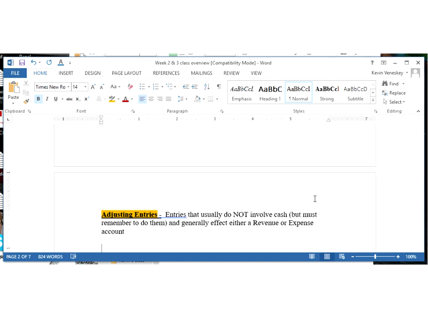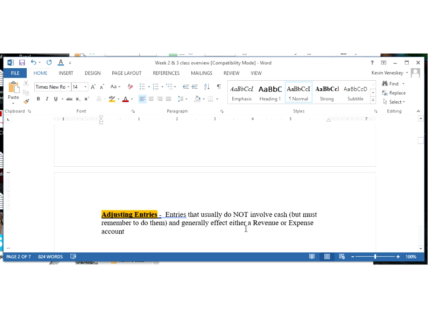These entries do not necessarily have a specific thing that happened at a specific time. For example, if you prepaid some rent, you paid for December and January, you can't expense January's rent in the month of December. You just can't do that. You can't expense something for next year in this year's expense report.